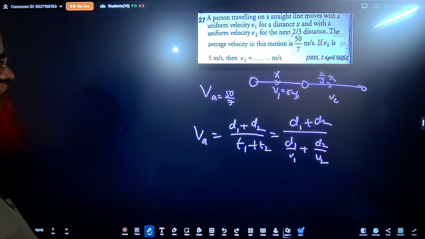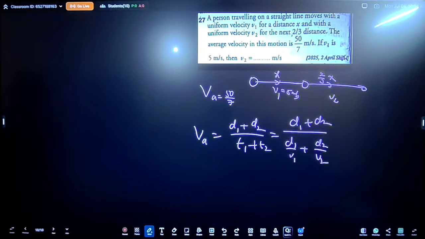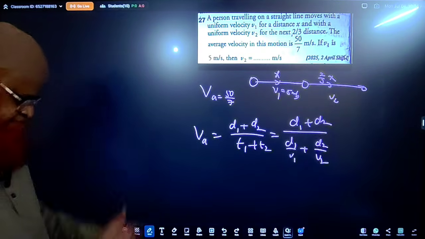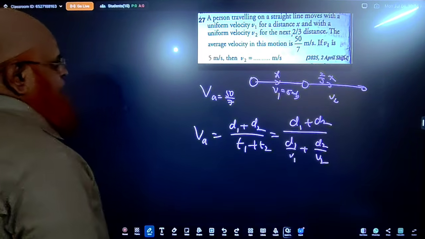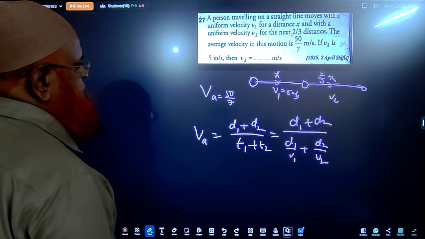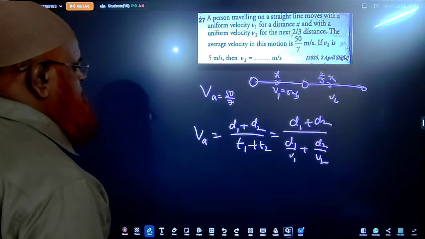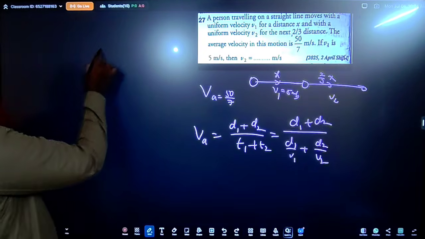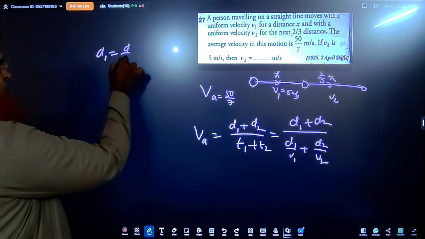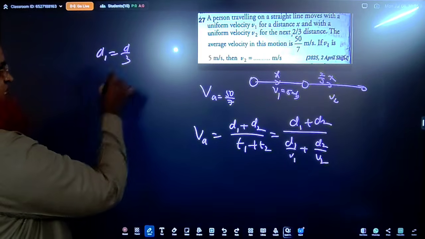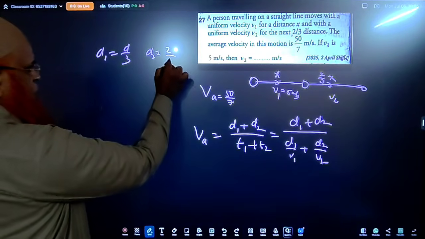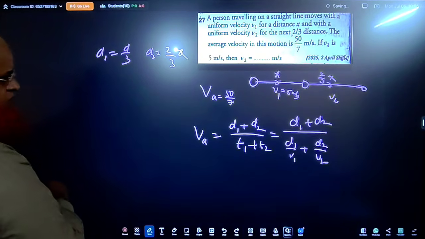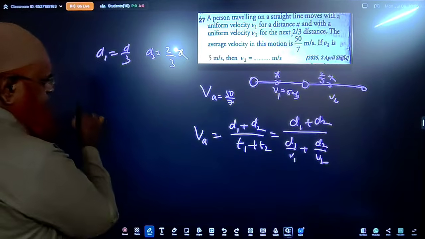I don't understand what the question is. What is 2/3 of distance? 2/3 of x or 2/3 of y, I can't understand. Okay, if you take this d1 as 1/3 of the total distance and d2 as 2/3 of the total distance, let us see what's going to happen.